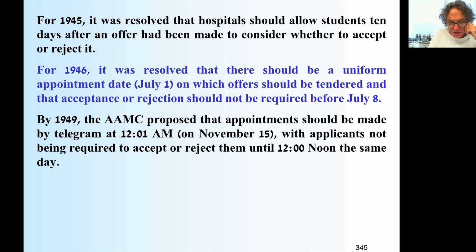A telegram was supposed to get to you very, very fast. So the telegram was sent at 12:01 a.m. on November 15, so the beginning of November 15, with applicants not being required to accept or reject them until 12 noon the same day. So now they say, no, we don't give you a full week. You have to tell us yes or no. Sorry, in 12 hours.